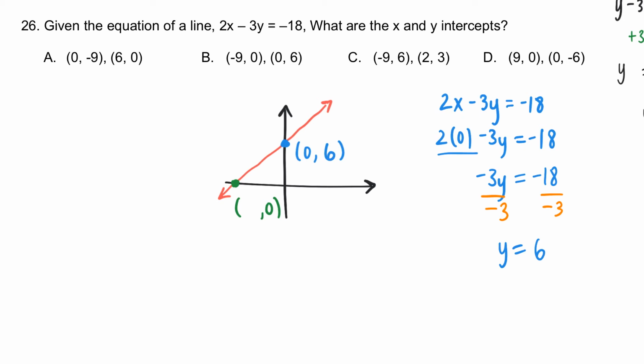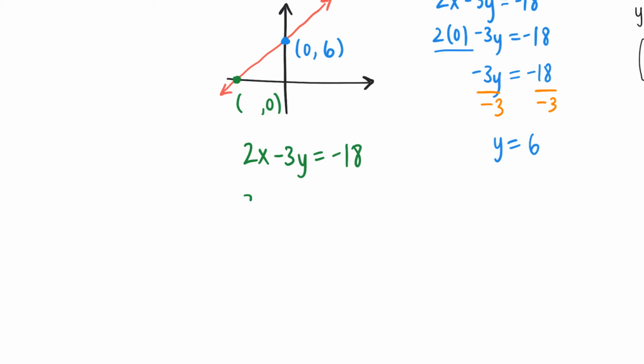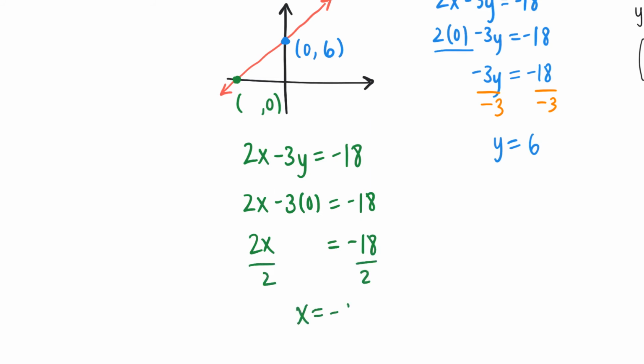That's the y-intercept. The x-intercept is the same idea, so we're going to take the same equation, 2x minus 3y is equal to negative 18, except on this one, what do we know? We know that the y value for this point is 0. So we're going to put in 0 where the y is. So 2x minus 3 times 0, because we know the y value is 0. And then we've got 2x is equal to negative 18. So divide by 2. x is negative 9. So that right there is negative 9.